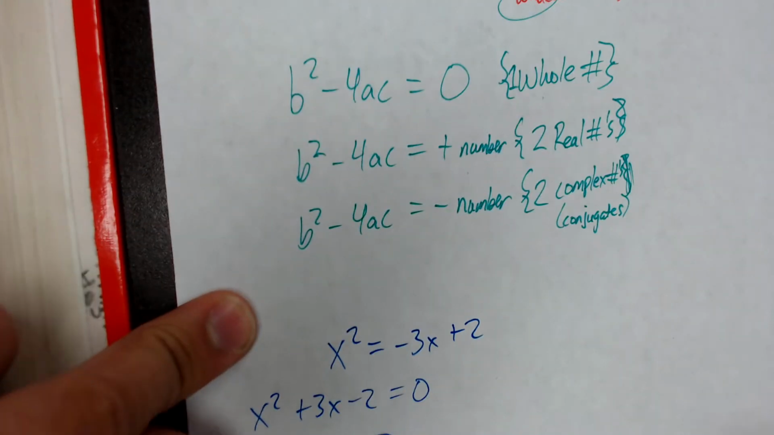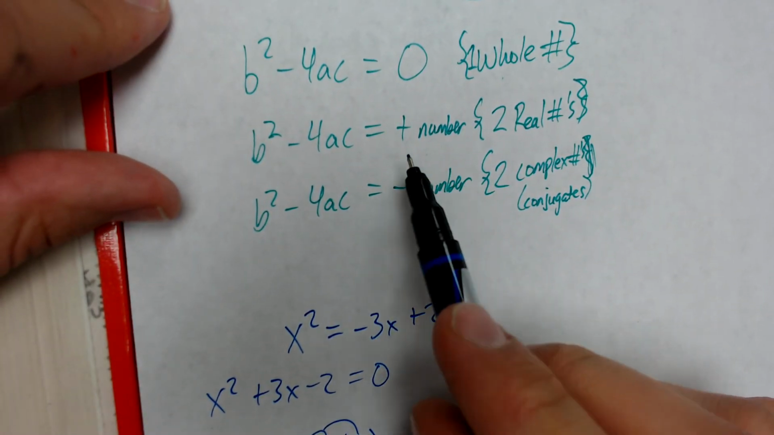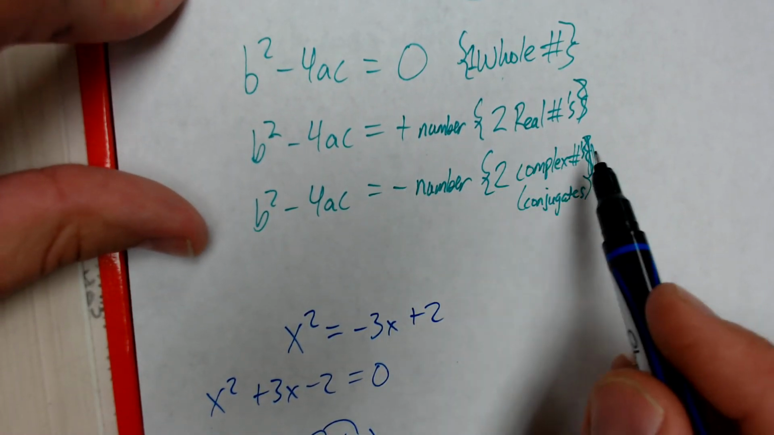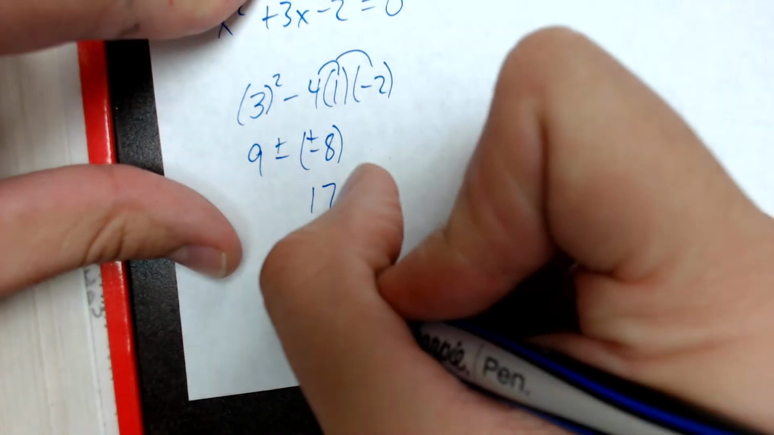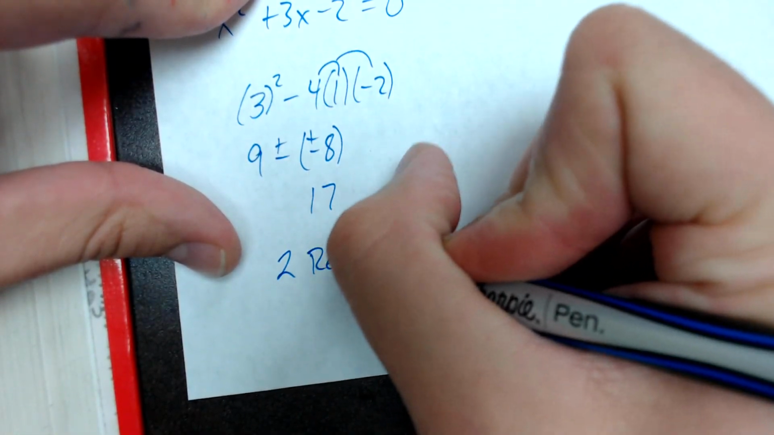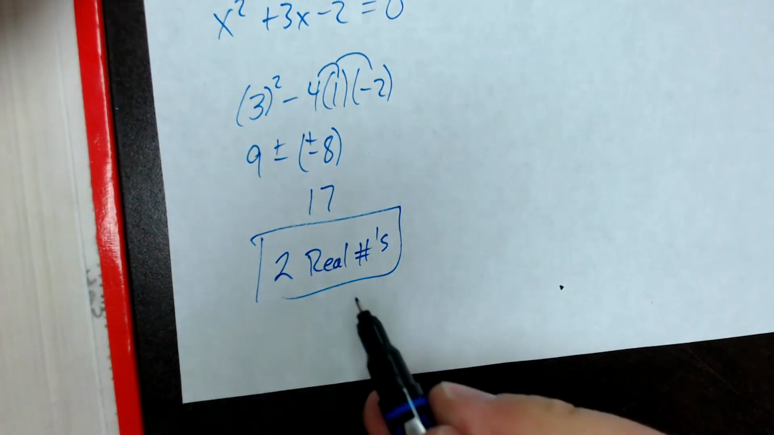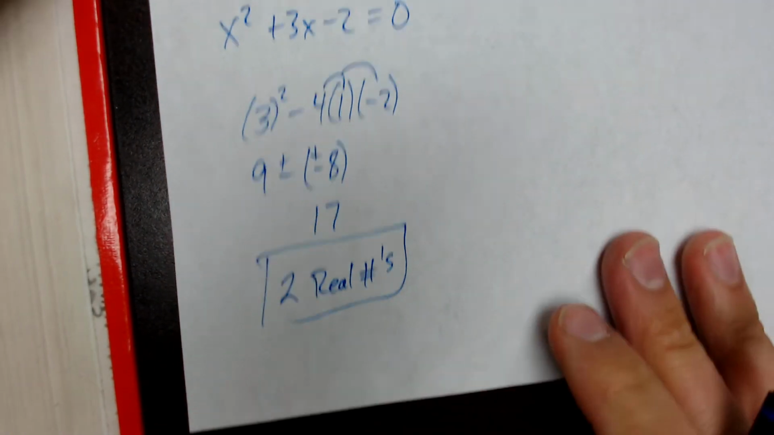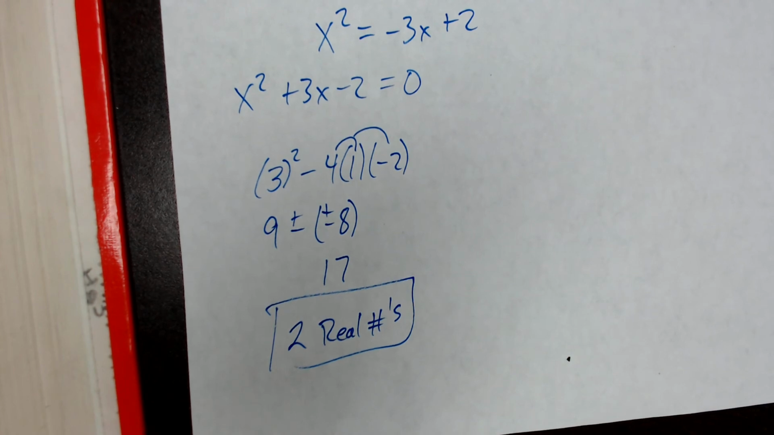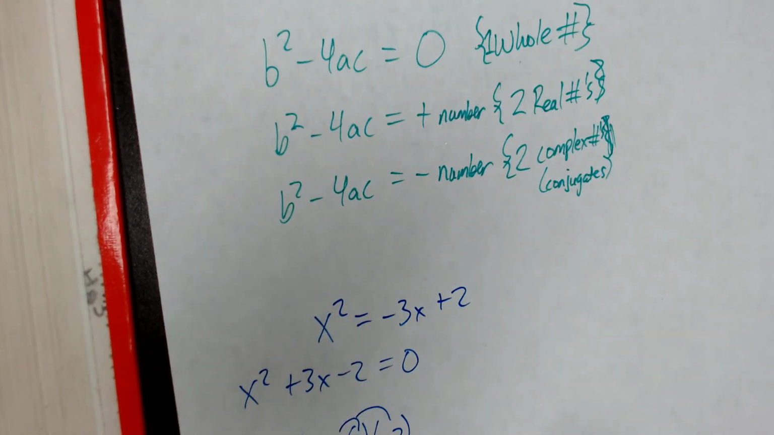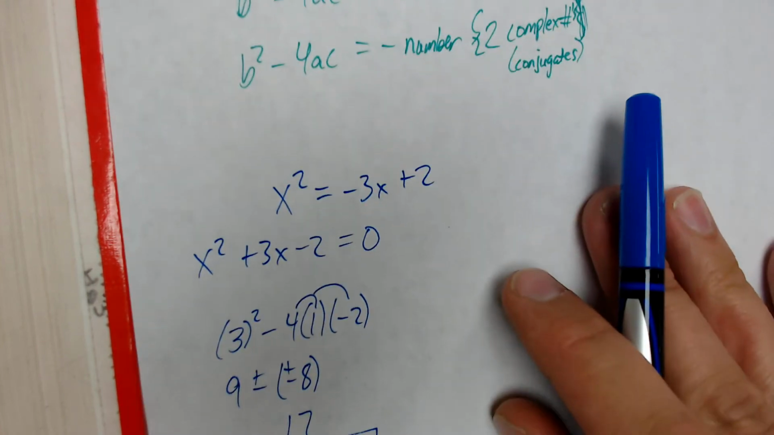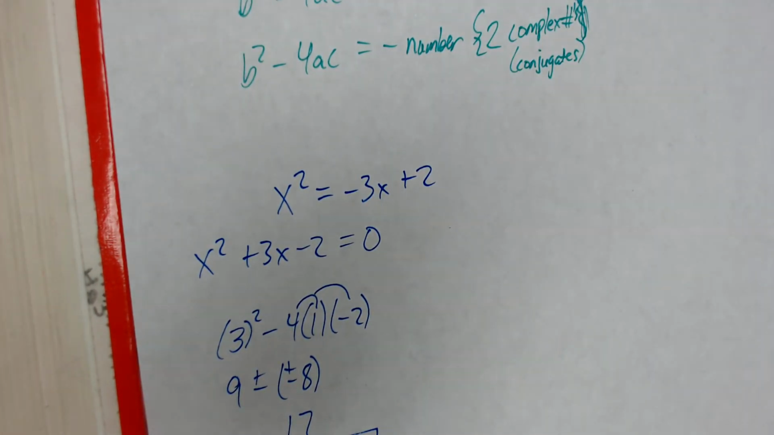So then I go back up here. I got a positive number. So my answer is going to be two real numbers. So for my answer block, I'm going to write two real numbers. And that's my answer to that problem, right? So that's all they're asking for, is that you tell us whether it has two real numbers, whether it's two complex conjugates, or one whole number. I'll go ahead and do one more example so we can make sure we've got the gist of this.